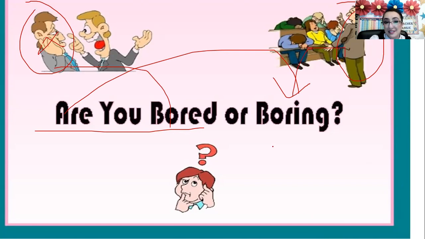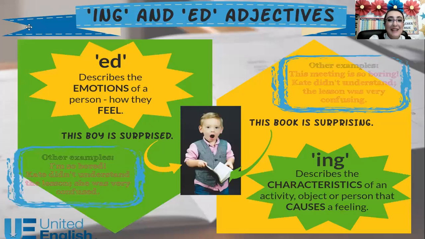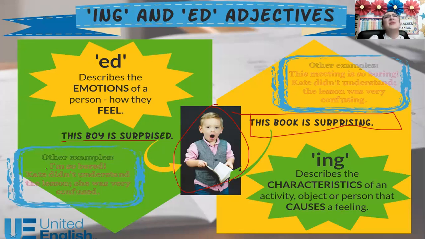And if you already noticed, the verb to be is going to be crucial here. El verbo to be es crucial. Estás, eres. As I was telling you, ED describes emotion, how you feel. Okay. This boy is surprised. ING describes the characteristics of the object that causes that feeling. This book is surprising. El niño, el chavo, el muchachito está sorprendido. El libro es sorprendente.